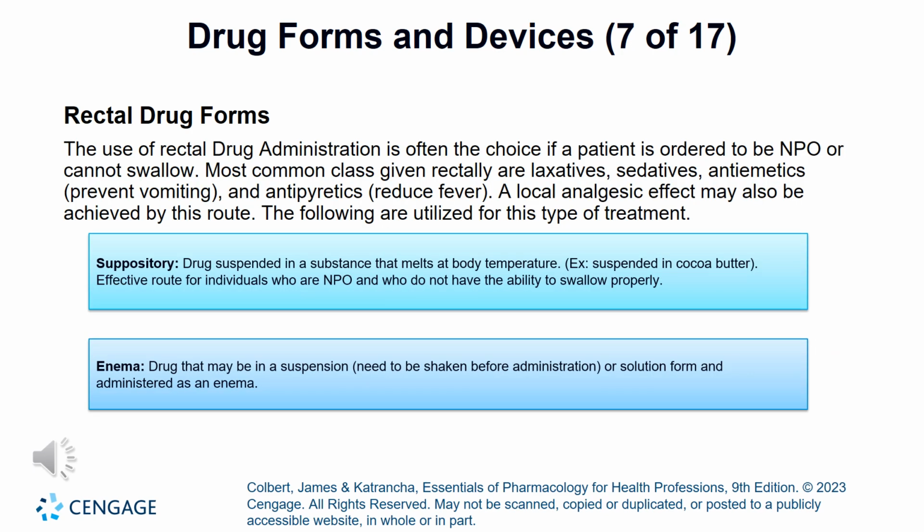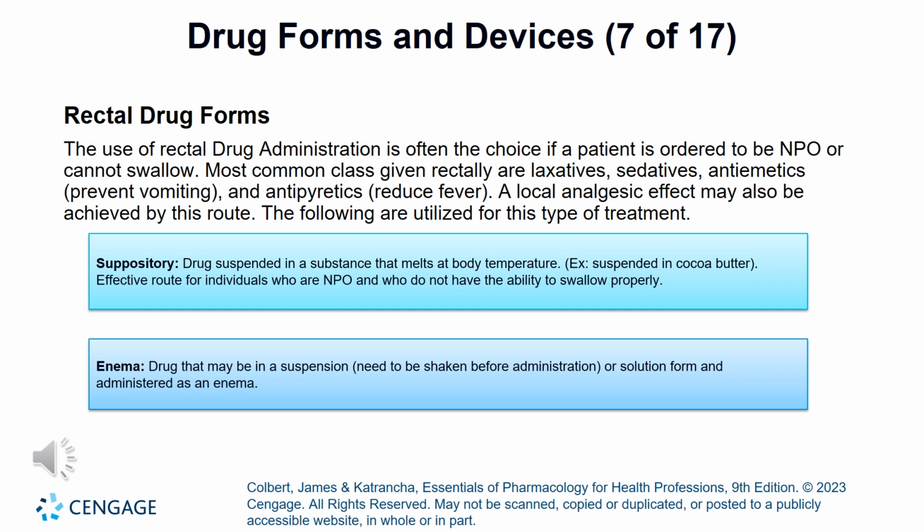Another form of drugs is rectal. The use of rectal drug administration is often the choice if a patient is ordered to be NPO, or nothing by mouth, or if they cannot swallow. Your most common classes given rectally are laxatives, sedatives, antiemetics that prevent vomiting, and antipyretics, which are used for reducing fever. A local analgesic effect may also be achieved by this route.